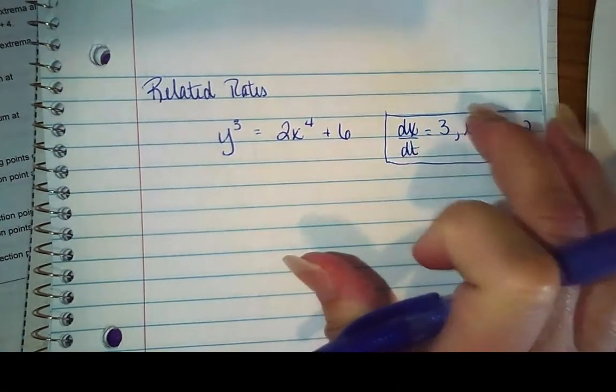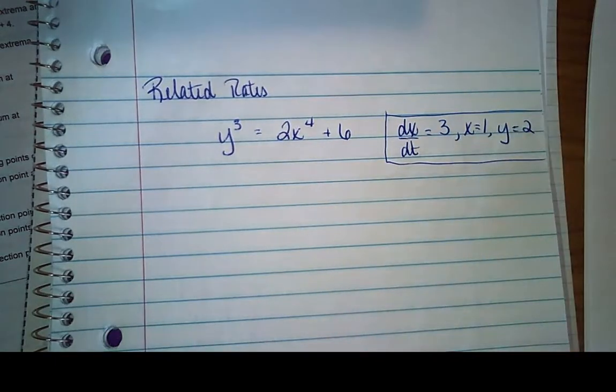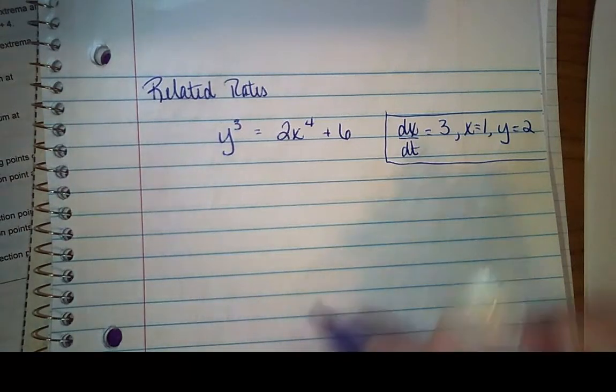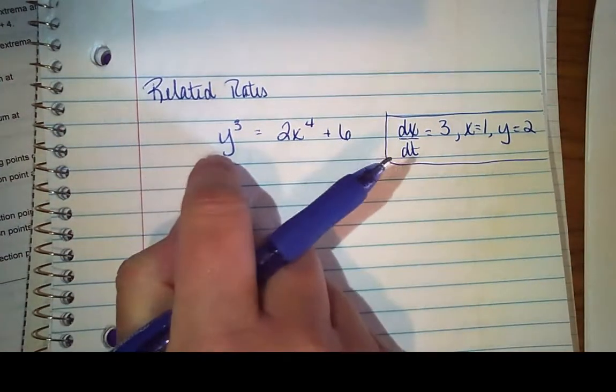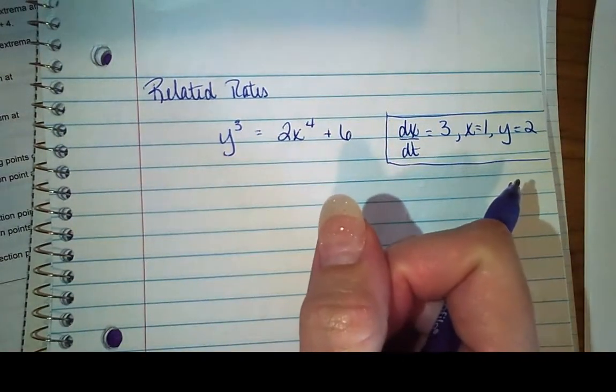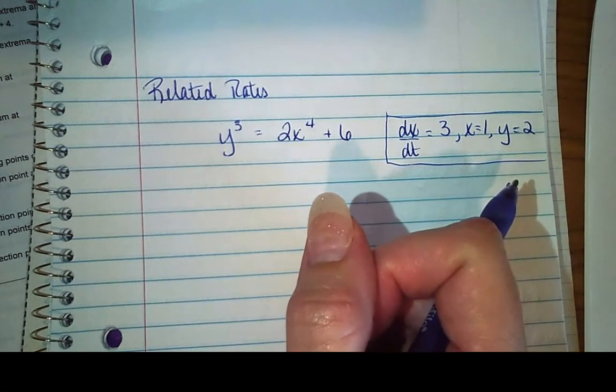My particular information I've already listed over here. I was told that dx/dt is 3, x is 1, y is 2. Remember, when we take a derivative, we're looking at a specific moment in time if we're talking about time. Otherwise, we're looking at a specific point on the graph. With implicit differentiation, every time we took a derivative with y, we would put dy, and every time we took a derivative of x, we would put dx.